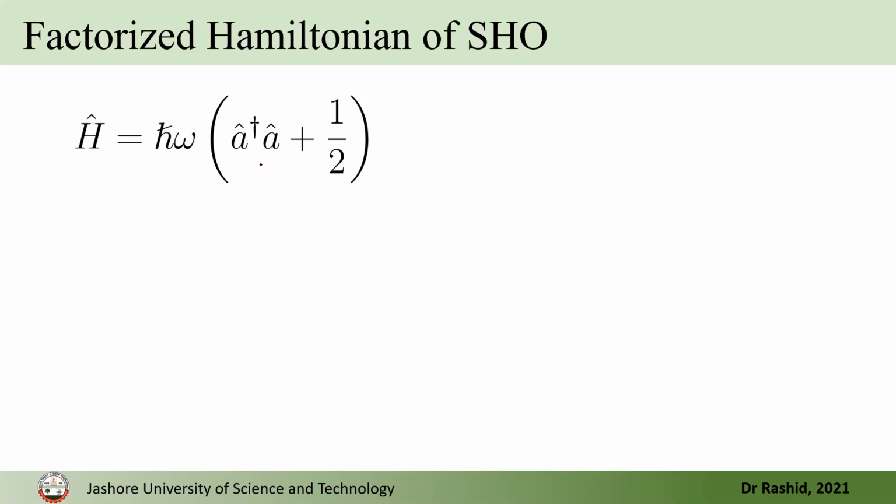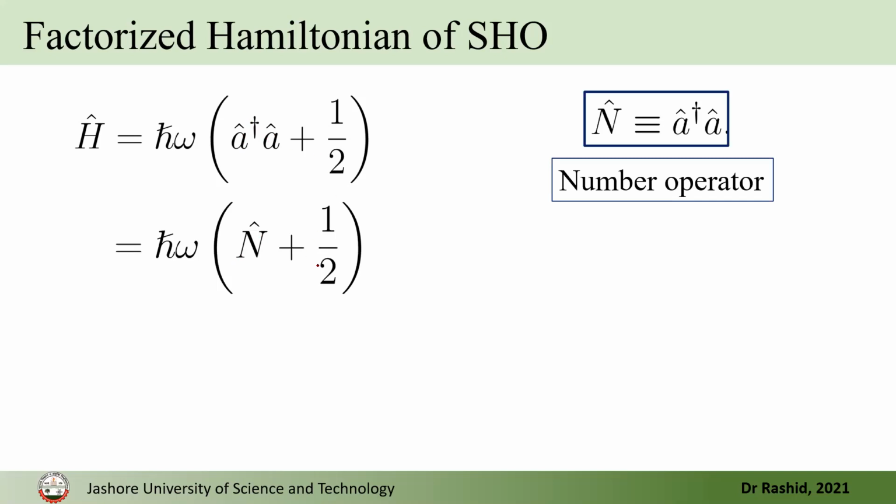Now, in terms of the creation and annihilation operators, the Hamiltonian operator is simply like this. So this is now a very simple looking Hamiltonian. This is the advantage: after factorizing, we get a very simple term. And this term, A hat dagger A hat, is called the number operator. It is because when this operates on the wave function, it simply gives a number. What this number represents, we will get to learn in future lectures, inshallah.